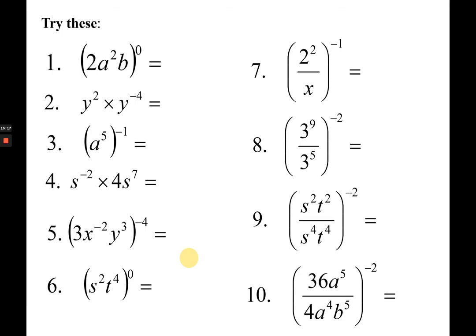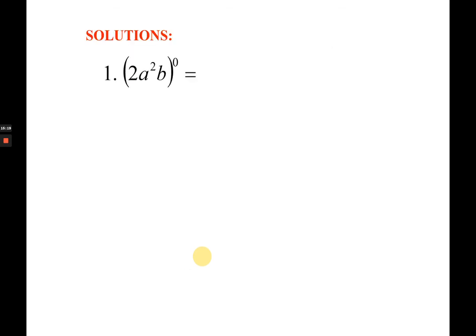All right, let's begin answering them. An expression raised to 0 is 1. Now, this is negative. To write it without a negative, if it's a numerator, it goes down. So, there it is. It goes down.